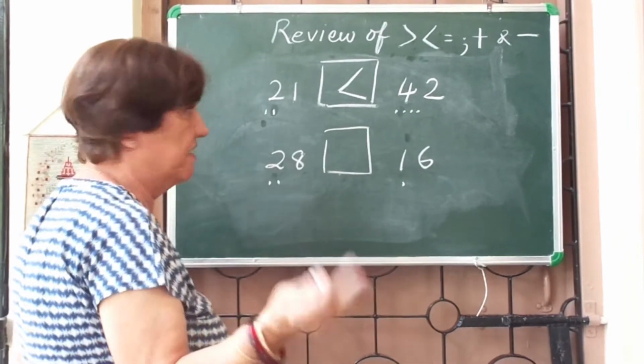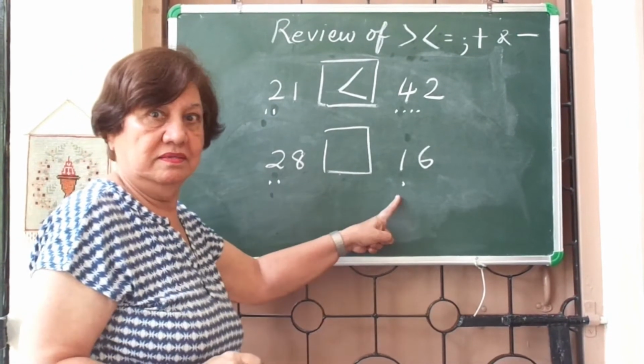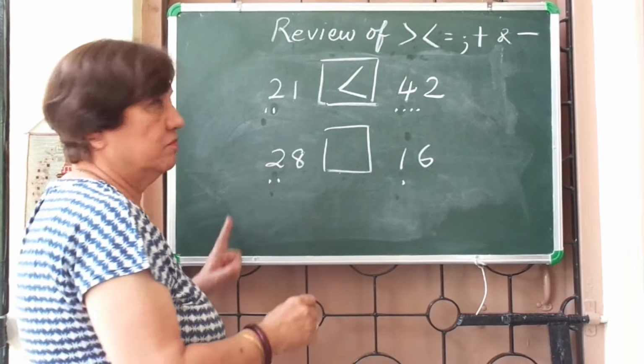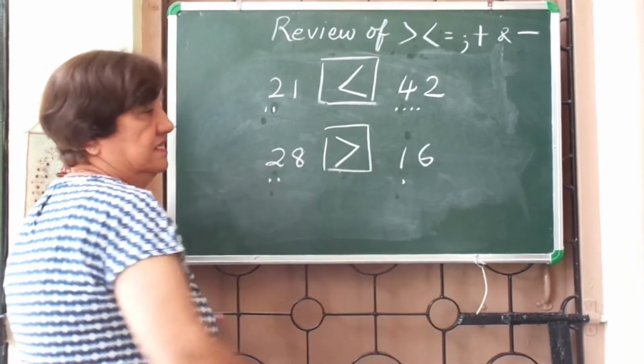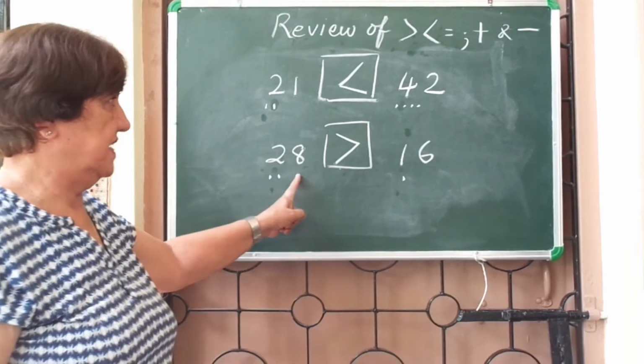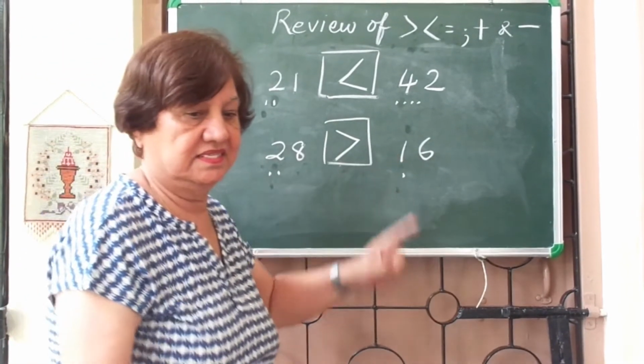Come along, tell me fast now. Is 2 bigger than 1? Yes. So where will the machika move come? Next to 2. So I will write it like a 7. So 28 is greater than 16.